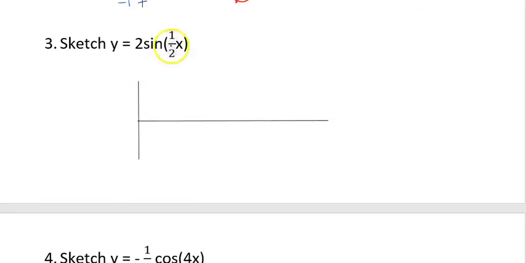For our next example, we're going to add in an amplitude change. So we are going to add that amplitude of 2, which we discussed in the previous lesson, and then I'm also going to have a period change because I have this 1/2. So 2 pi over 1/2, if I flip and multiply, I'm going to get 4 pi. So I'm going to go ahead and label the end 4 pi.